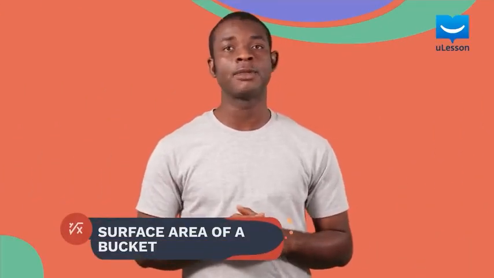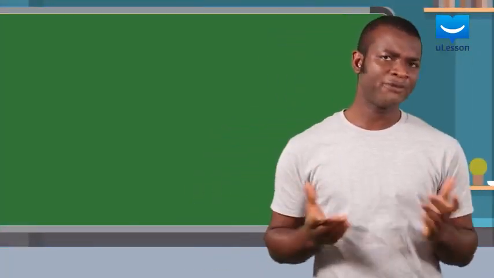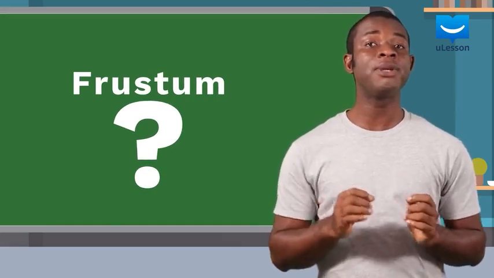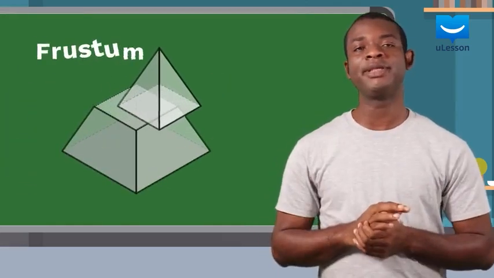It's a pleasure to have you back on this exciting journey. We are going to learn about the frustum of a cone. But before we do that, what even is a frustum? A frustum simply is what you are left with when you cut off the top of a pyramid.